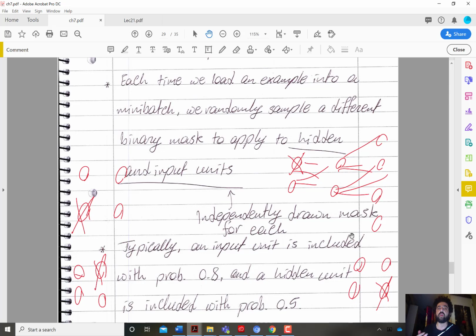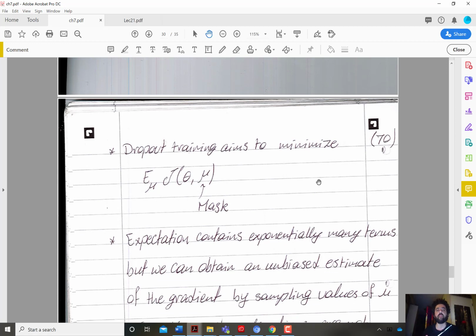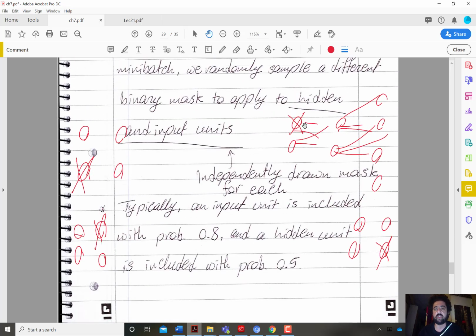So in general, if you have n hidden and input units, you have 2 to the n realizations of the network, okay? And the aim of dropout is to minimize the expected value over mu, which is the mask vector, over all the realizations that you can get from the network, right? So this expectation contains exponentially many terms, exponential in the number of hidden and input units. We said if you have n, you would have 2 to the n realizations. Here we have 4 units, so we would have 16 realizations, right?